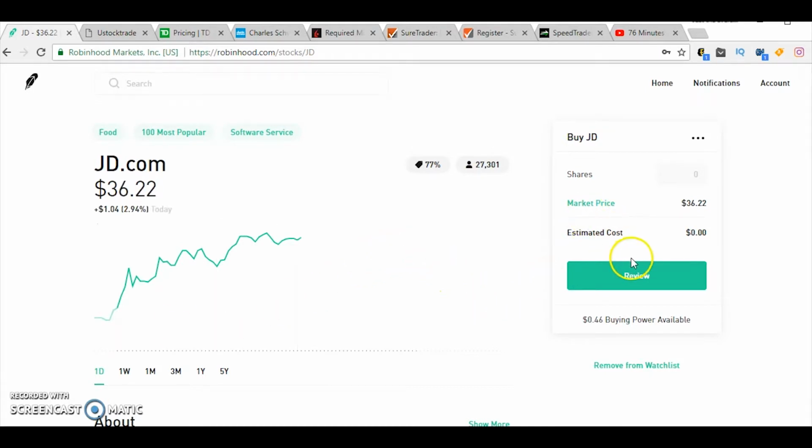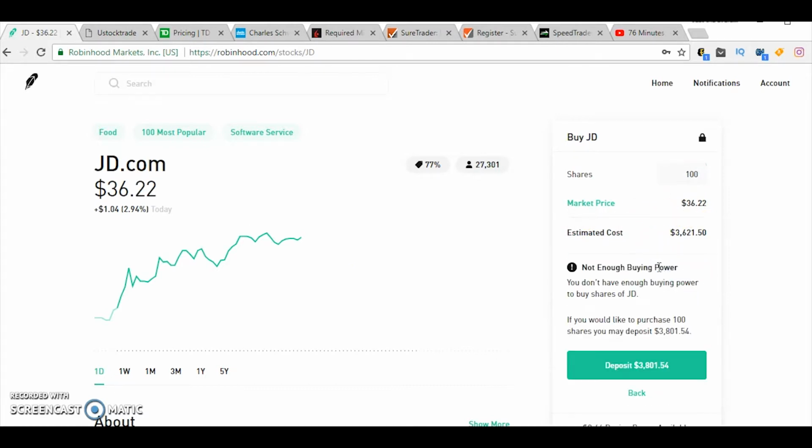Then say if you want to go and buy the stock, you put in how many you want. So say 100. It tells you the estimated cost, tells you the current market price. It'll go up and down as the market price goes up and down, like it did. It went back and forth real quick. Then review. Now if you don't have enough buying power, it'll tell you to deposit more money.